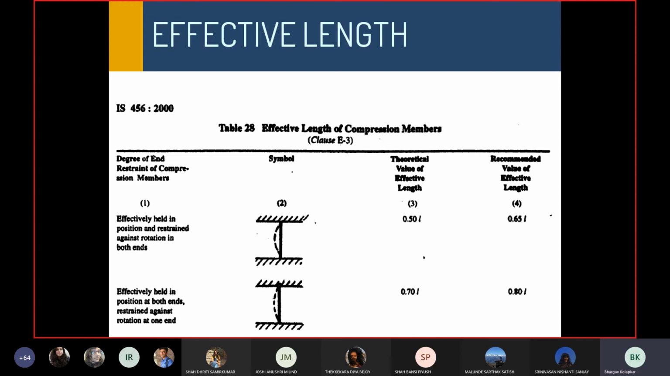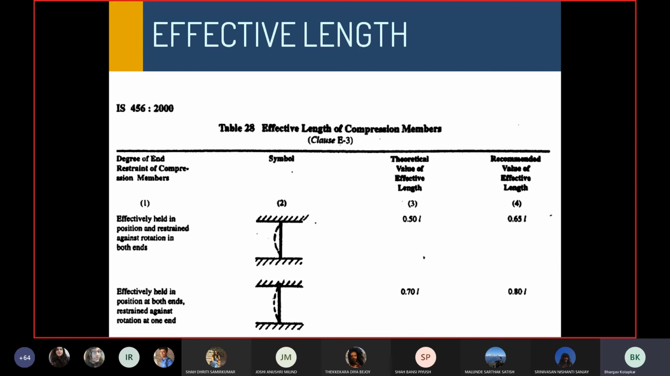Does someone want to try to answer this question? Why are we increasing the effective length? Why are we not reducing it? It's inversely proportionate, right, to the... Yes, exactly. See, we have said this a million times.